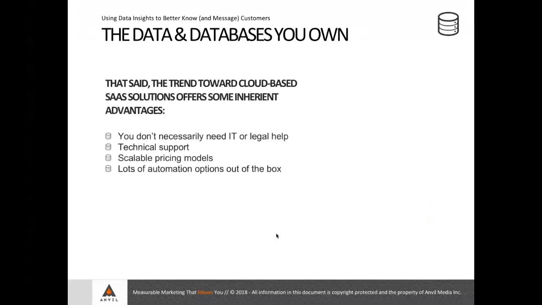But I think for most of us, the way we're going to move forward is through some sort of a cloud-based solution. Whether we're a bigger or small company, there's some advantages to getting this off the shelf. One is you don't need necessarily any IT help or legal help because it's all kind of taken care of. Legally is already written by that third-party software vendor. You get technical support depending on the package you purchased. Scalable pricing models, so you can start off small and then grow, maybe add other clients or websites or businesses into it. And there's lots of automation out of the box.